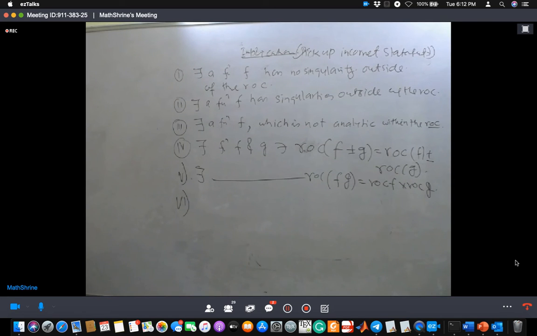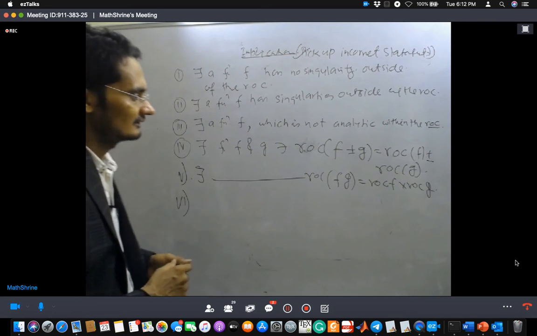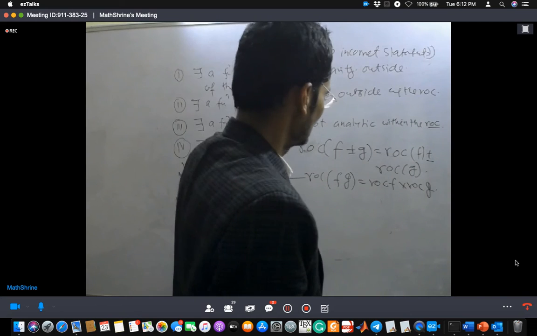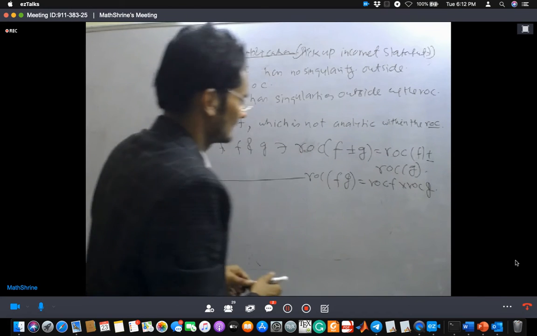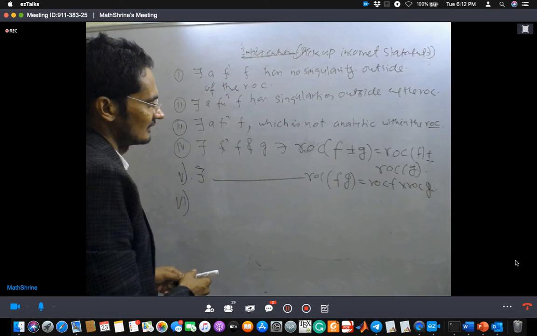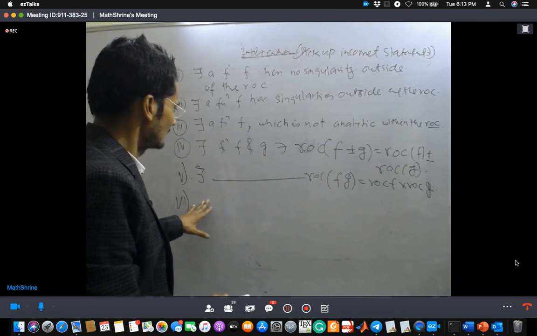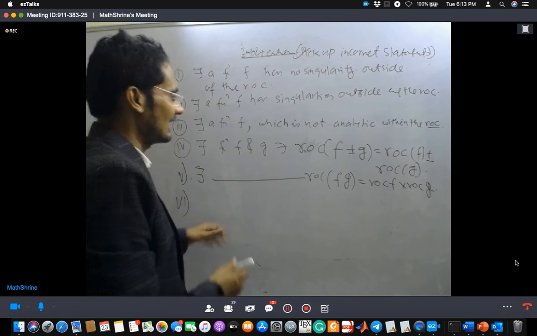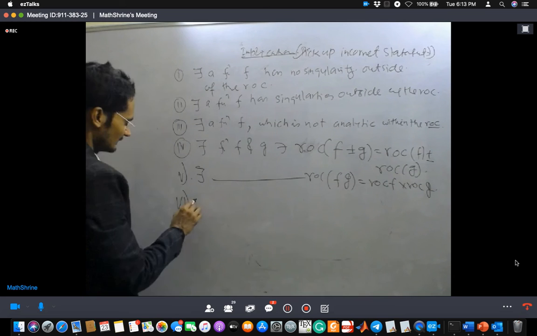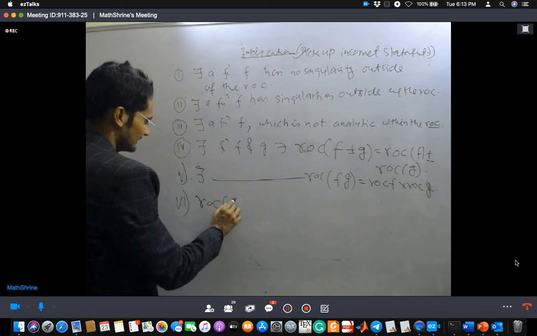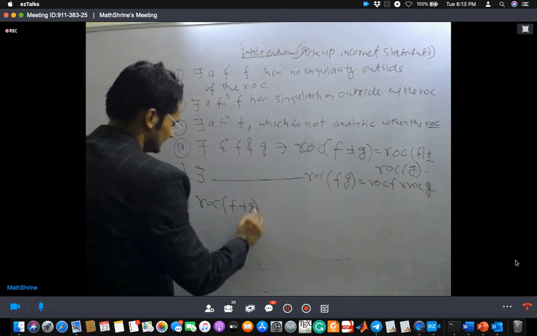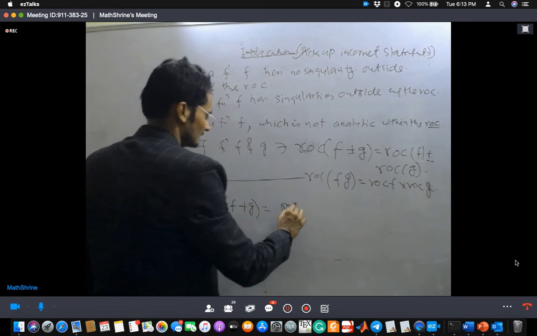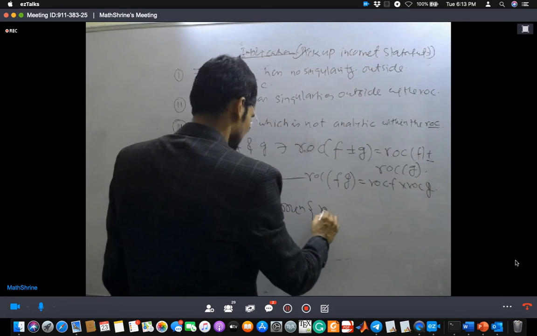One, you can construct one option there. ROC of f plus g equal to the minimum, just an option. Okay, fine, minimum of radius of convergence of f comma g. Very nice. I think this is a question in your CSIR exam, right?